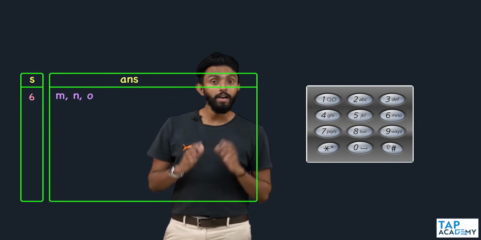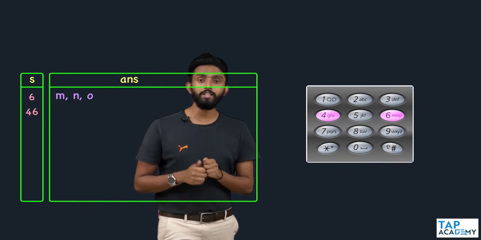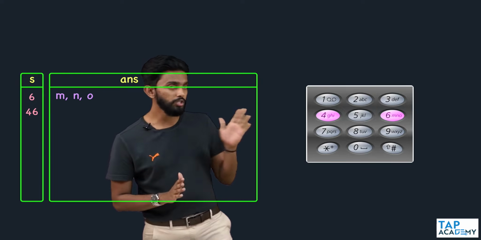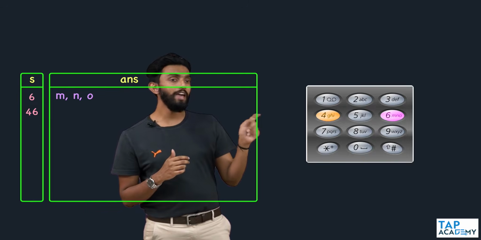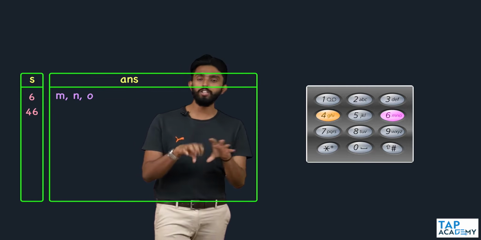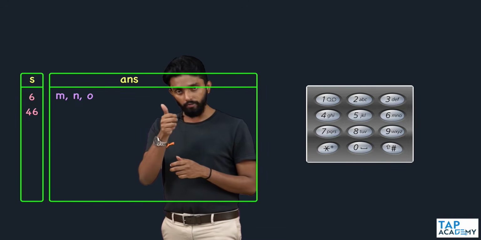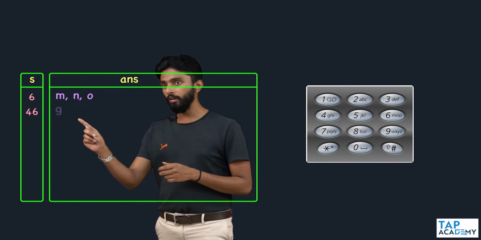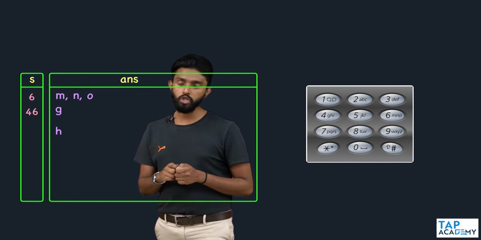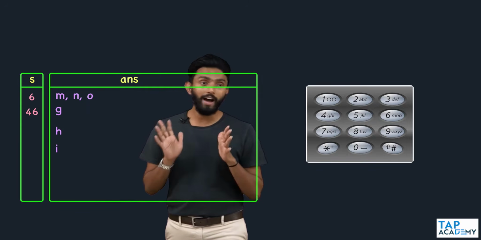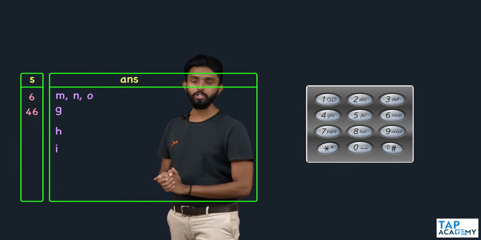Similarly, if somebody presses 4 and 6, what are all the different combinations? If you look at it, 4 has G, H and I. Using 4, they can generate G, using 4 they can generate H, using 4 they can generate I. These are the 3 characters that you can generate using the 4 key.